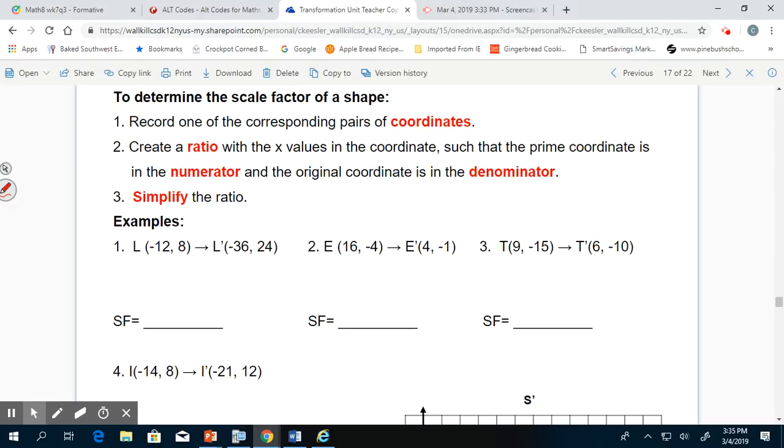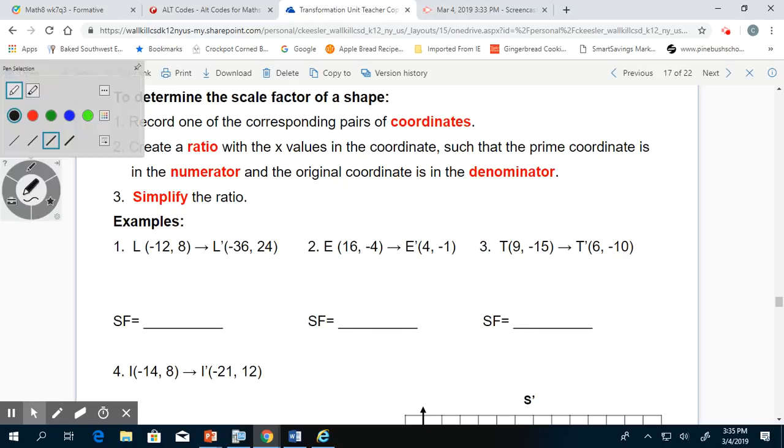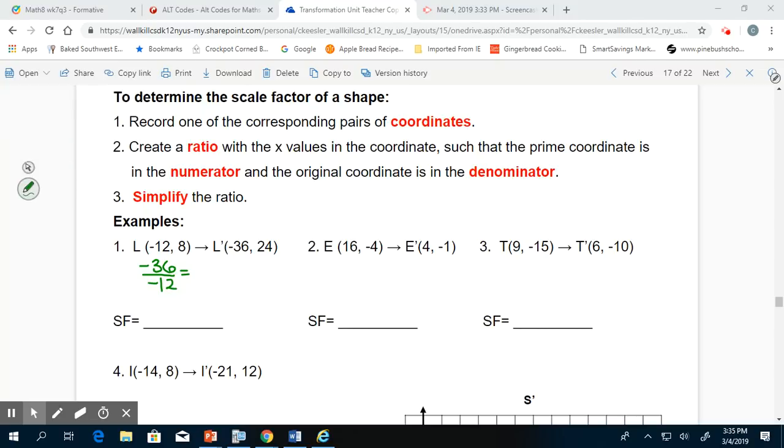So like I said before, we can take the x part of our coordinate. We have negative 36 and place it over negative 12 and simplify the ratio. A negative divided by a negative gives us a positive, and 36 divided by 12 is 3. So our scale factor is 3. We can compare it with the y part of the coordinate as well. If we do 24 divided by 8, we get 3 as well.